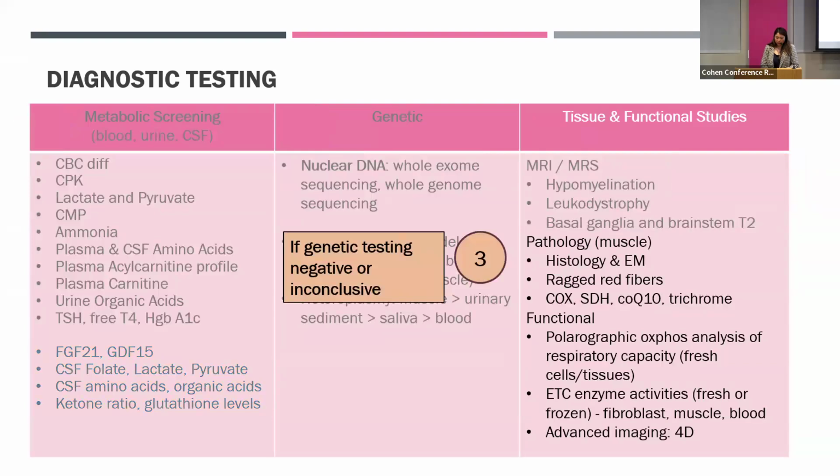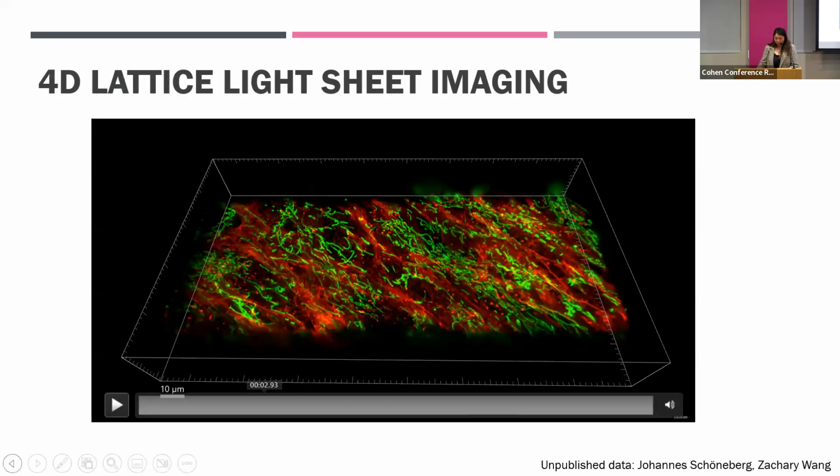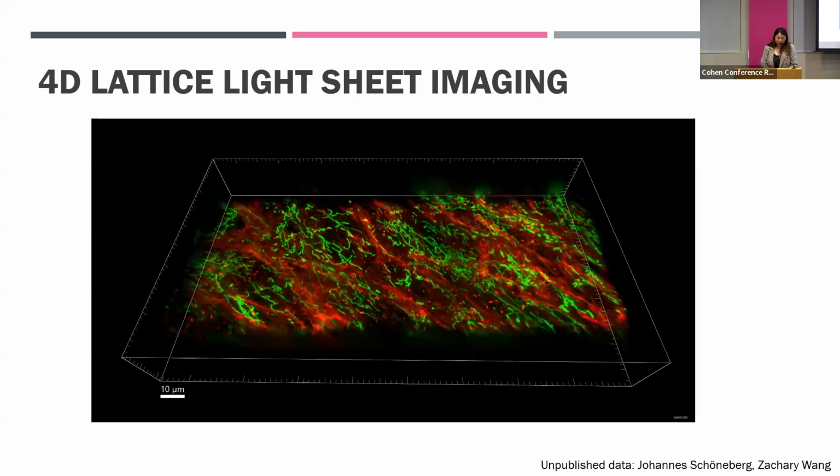All right. So if the genetic testing is unclear or negative or inconclusive, but you're really convinced that they have a mitochondrial disorder, then you can do biopsies, looking at their muscle, and then do some fancy new functional studies that we're doing. So because this is a cool video, I'll show you. This is called 4D lattice light sheet imaging. There are about 3 in the world or something like that.